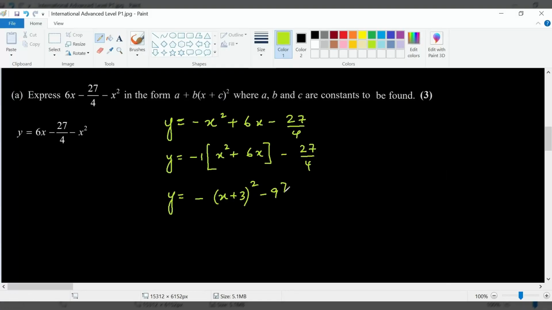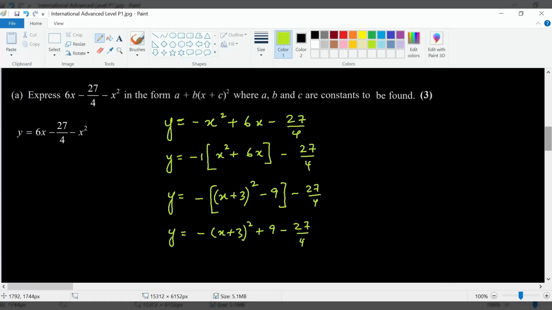Now this is going to be a negative 27 over 4. I'm doing this step by step so that you can understand clearly. Now this is going to give us negative x plus 3 whole square, and negative negative is going to be a positive 9, and negative 27 over 4 is going to be the same, no change in this.